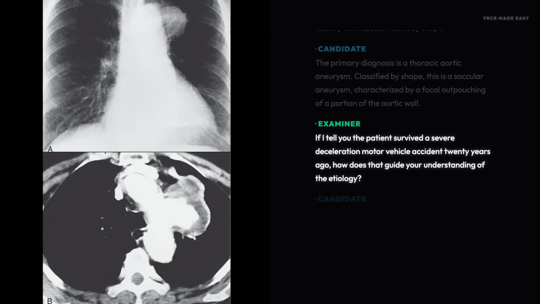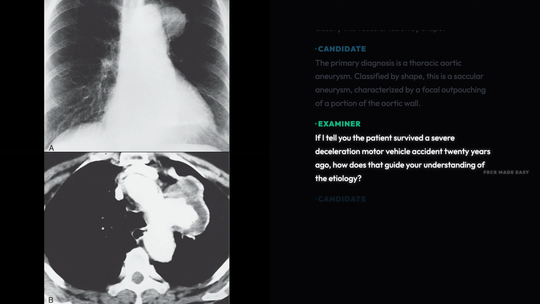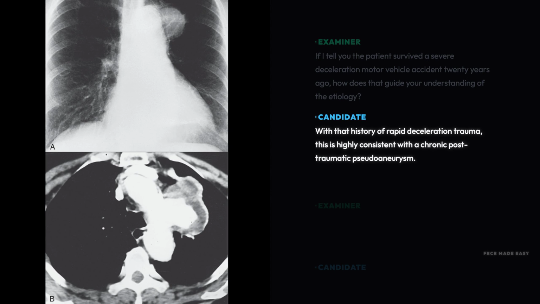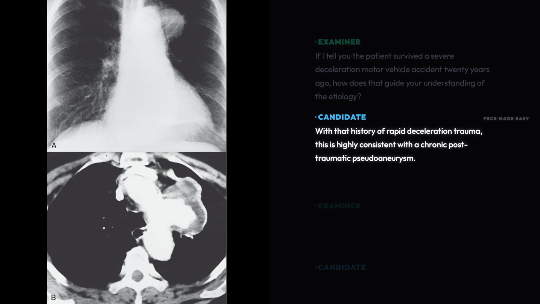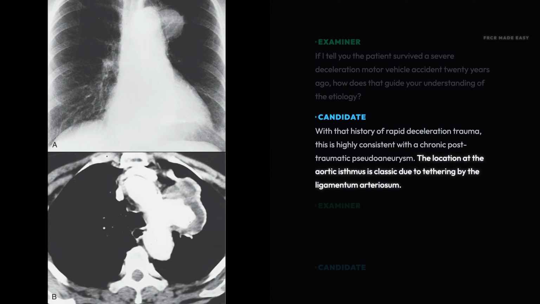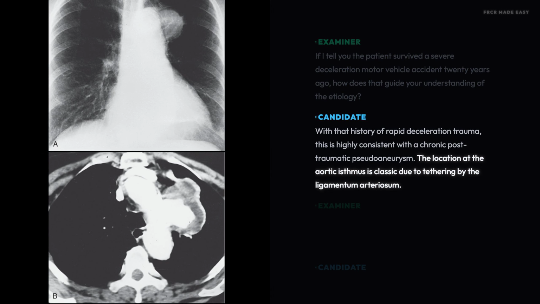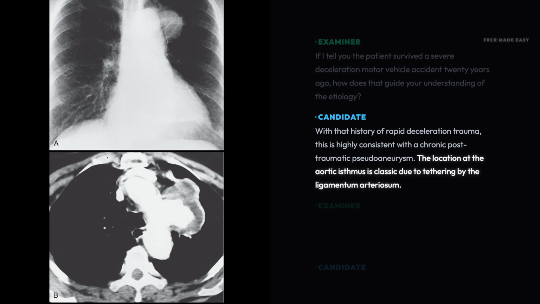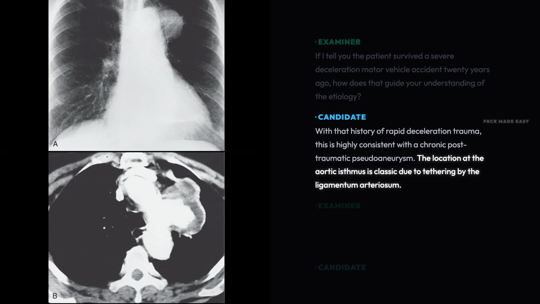If I tell you the patient survived a severe deceleration motor vehicle accident 20 years ago, how does that guide your understanding of the etiology? With that history of rapid deceleration trauma, this is highly consistent with a chronic post-traumatic pseudoaneurysm. The location at the aortic isthmus is classic due to tethering by the ligamentum arteriosum.